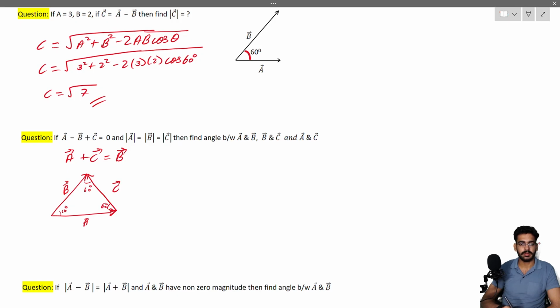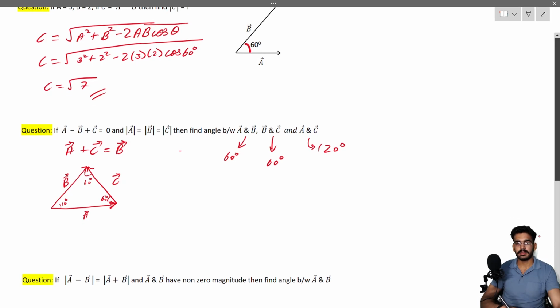So the angle between A vector and B vector, where tail and tail are connected, will be 60 degree. Then for B and C, head to head connected, this angle is also 60 degree. And for A and C, head to tail connected, I have to shift the A vector, so this becomes 120 degree. This is simple.